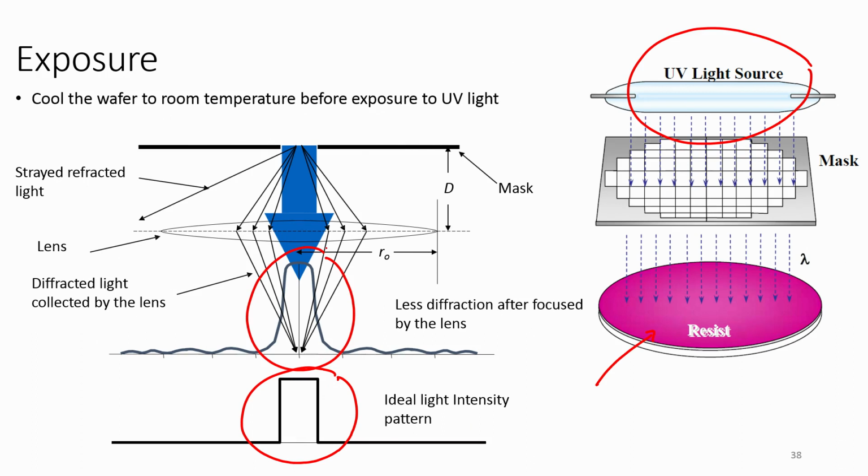So, how does it happen? This is a mask. When the UV light passes through the mask, there is a straight refracted light. There is a lens here, and through the lens the light is diffracted and collected by the lens, right, and it falls on the photoresist coated wafer. It cannot pass through the dark area, it can only pass through the bright area. What cannot pass? UV light cannot pass.